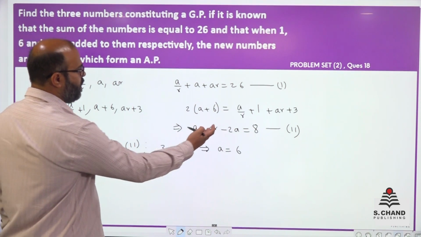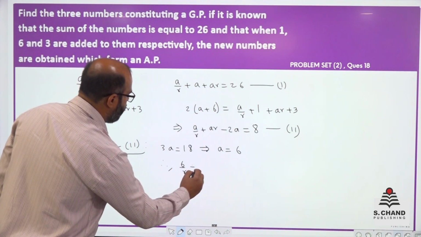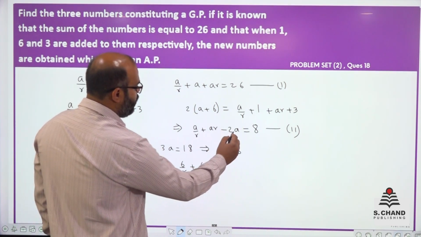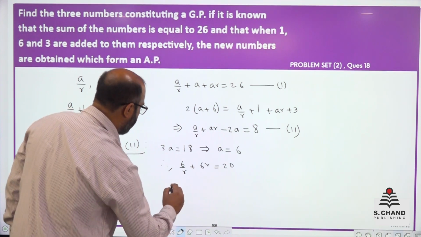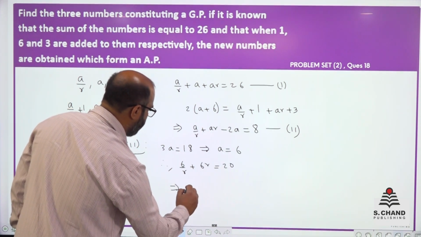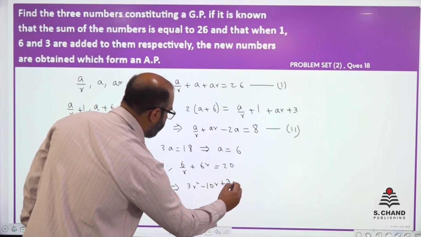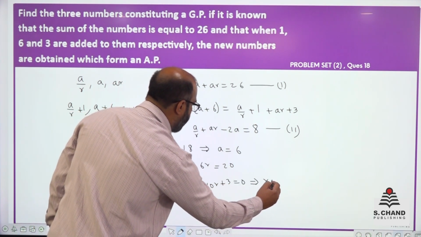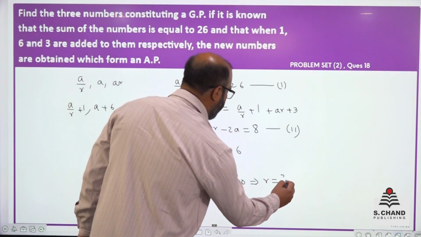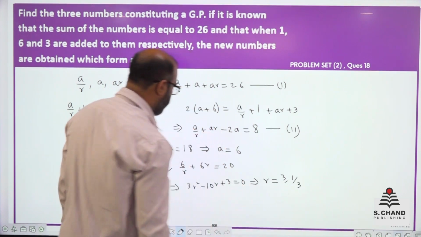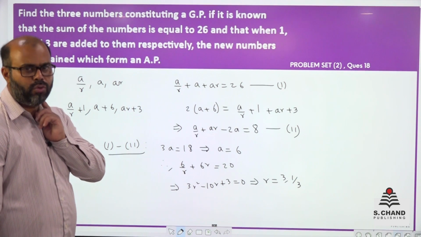Now put it anywhere. Let us put it here. So therefore 6 by r plus 6r, this will be minus 12 and go there. So 12 plus 8, 20. So this will become, after simplification, 3r square minus 10r plus 3 is equal to 0. From there we will get the common ratio. So common ratio will come out to be 3 and 1 by 3. Okay, fine.